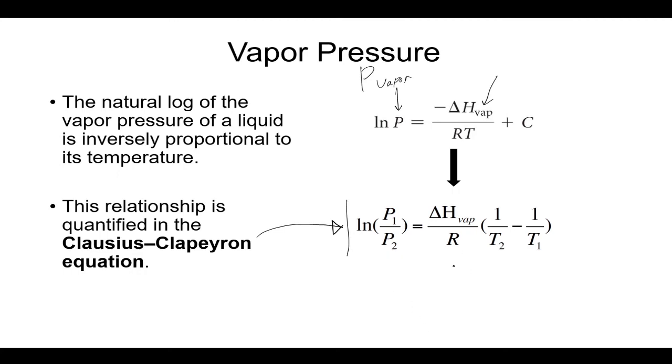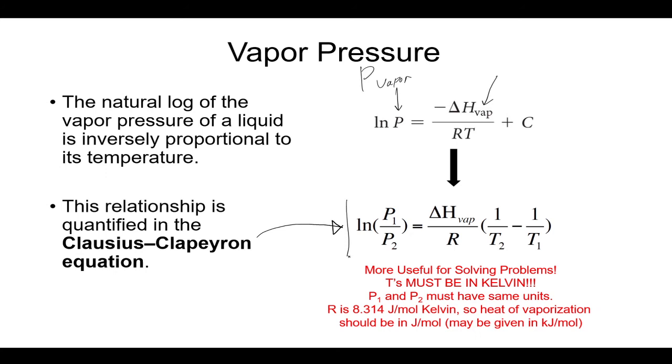One thing you need to note here is that for this equation that you really need to know and how to use, you really need your temperatures to be in Kelvin. So don't use Celsius, don't use Fahrenheit. Pressures have to have the same units. It doesn't matter if it's torr or atmosphere, whatever you like, as long as they're the same, one unit divided by the other will be fine.